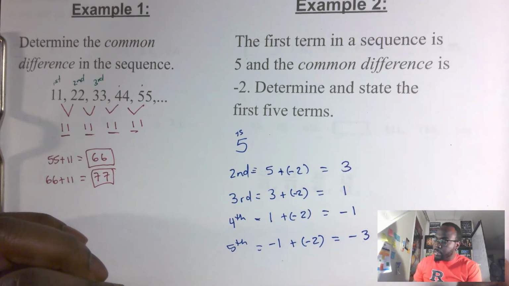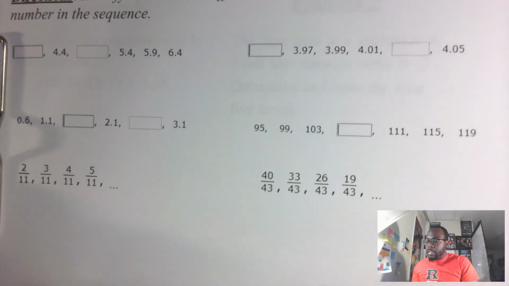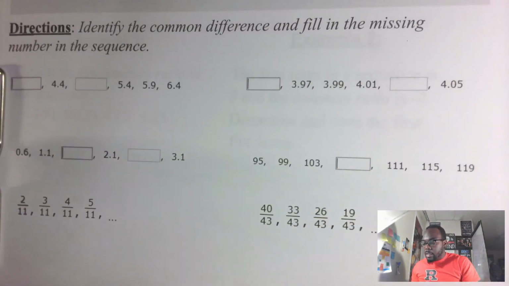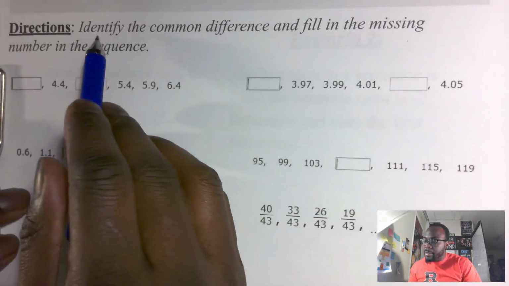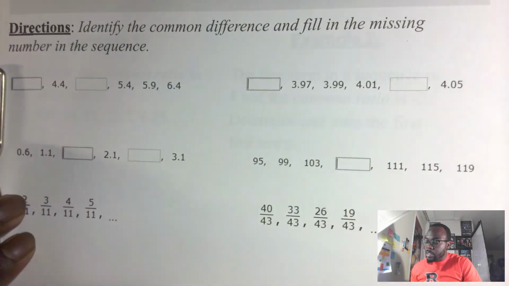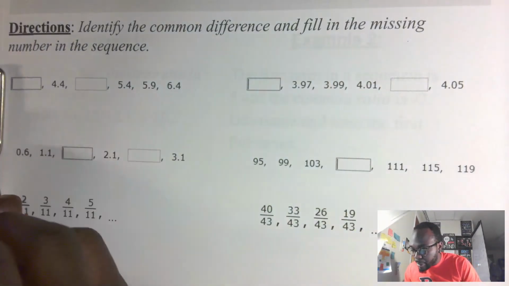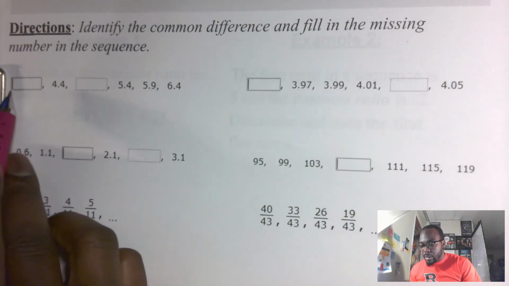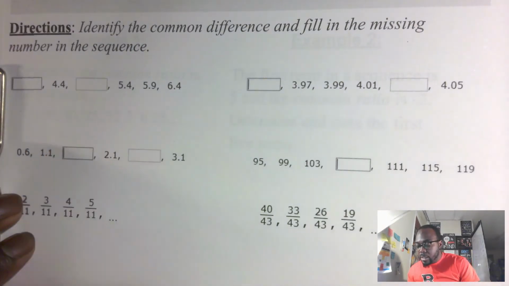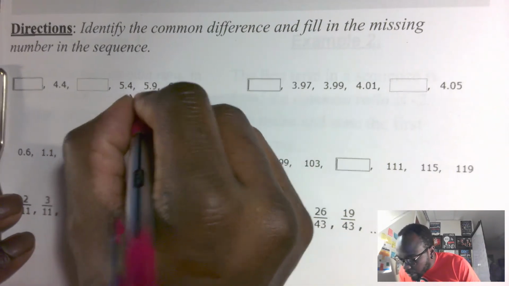So let's go ahead and look at some of the questions that you will see on your IXL homework. All right. So on your IXL homework, it's going to say identify the common difference and the missing number in the sequence. So the first thing that we have to do is identify the pattern. All right. So we're missing the term here and the term here. So what I'm going to do is try to identify the common difference.